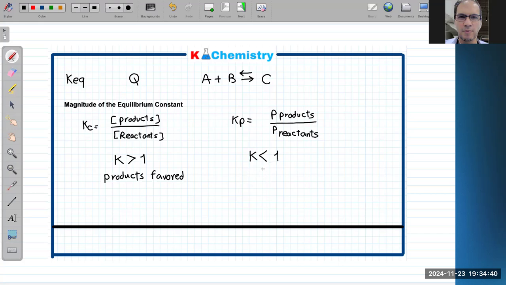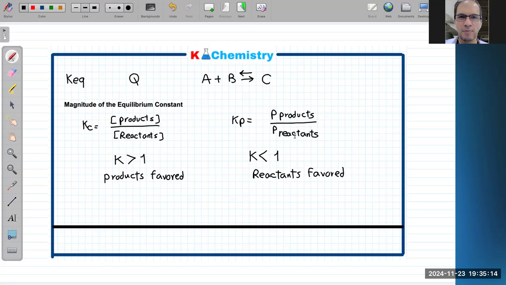What does it mean that the reactants are favored? It means the reaction did not move. So it almost did not start. I'm still at the reactant side and I did not form any products, or I formed a very small amount of products. So the reaction has barely started. So instead of saying the product is favored, I will say the reactants are favored, or this reaction has only started to a very small extent.